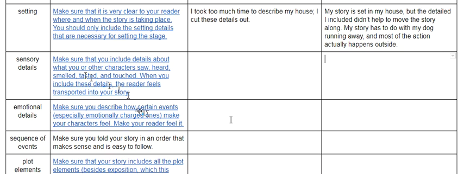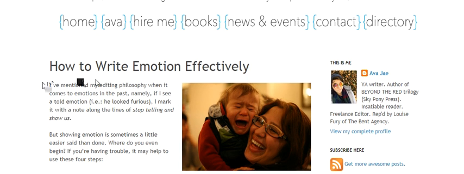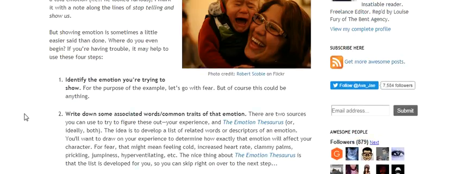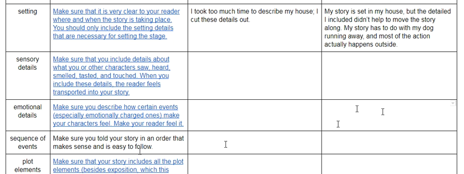Emotional details. So just like how you just make your reader feel their senses inside of your story, you need to make them feel emotions in your story. So make sure you describe how certain events, especially very emotionally charged ones, make your characters feel. And use language in a way that makes your readers feel that emotion as well. So once again, we have a blog post here that tells you how to write emotion effectively. Gives examples. It's not a very long post, and it's well worth the read. I suggest you at least glance at it to get an idea for how you can make changes, note your changes here, and then justify your changes.